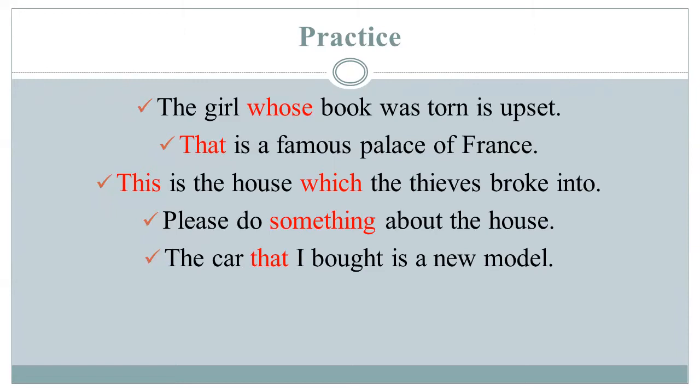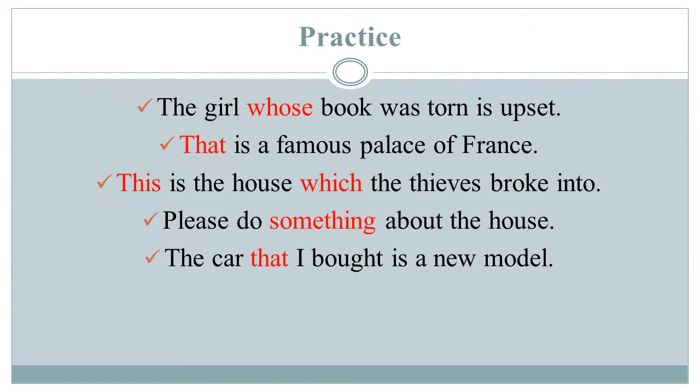This is the house which the thieves broke into. There are two pronouns in this sentence. This is the house. This is pointing towards the house. This is demonstrative pronoun. Which the thieves broke into. House which the thieves broke into. So this which shows relation between house and the thieves. So this is relative pronoun.